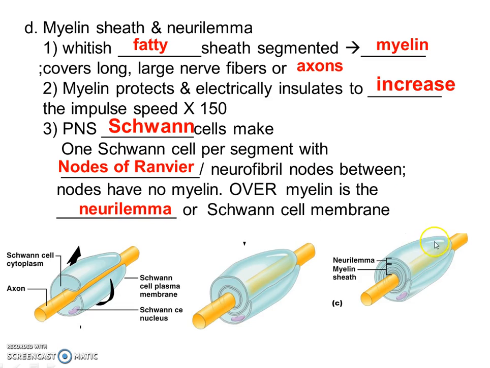So the neurolemma is here, and then it would come down over the segment, the node that doesn't have the myelin sheath. Remember, the sarcolemma was the membrane around the muscle cell. Neurolemma is around the nerve cell, or the extensions of the nerve.